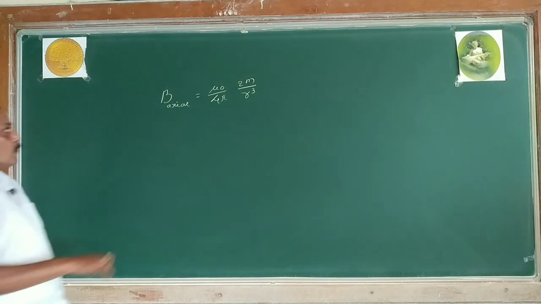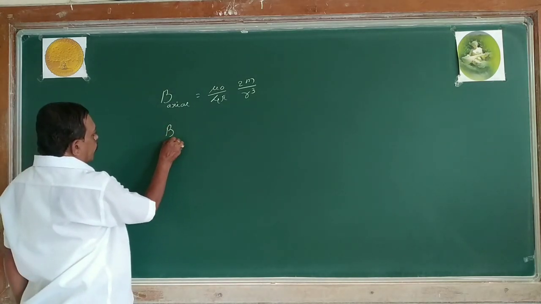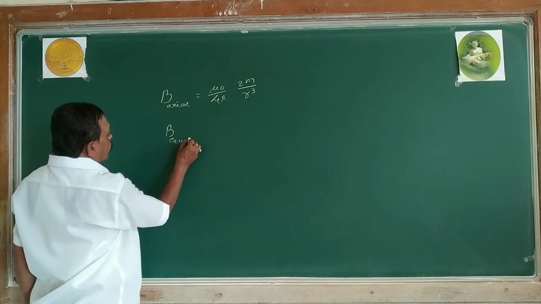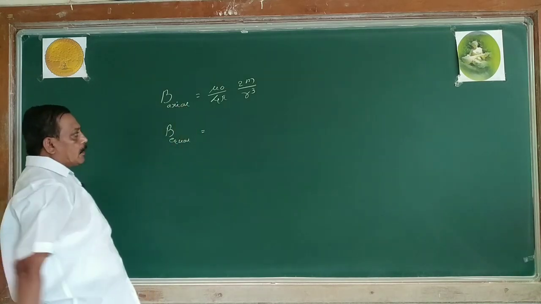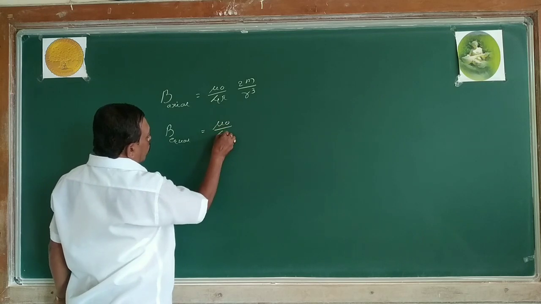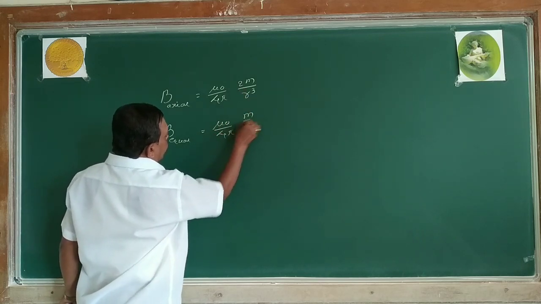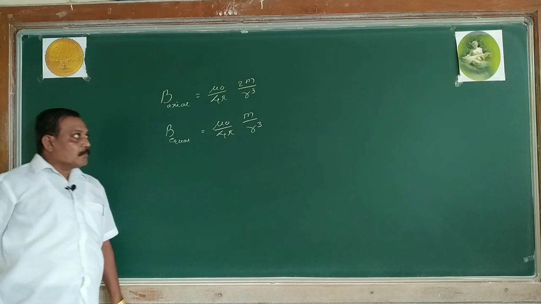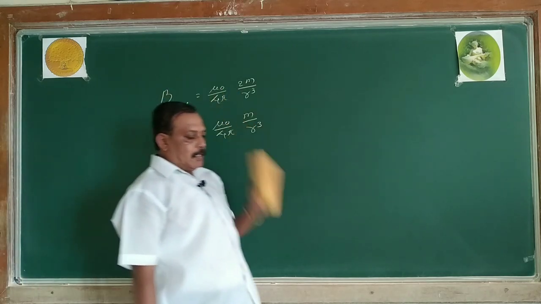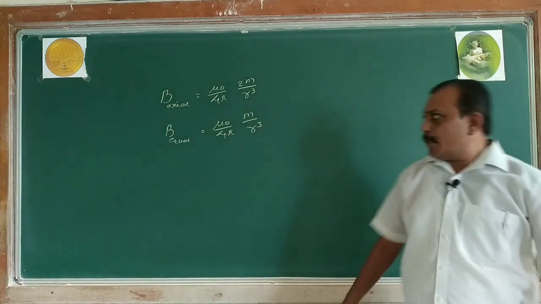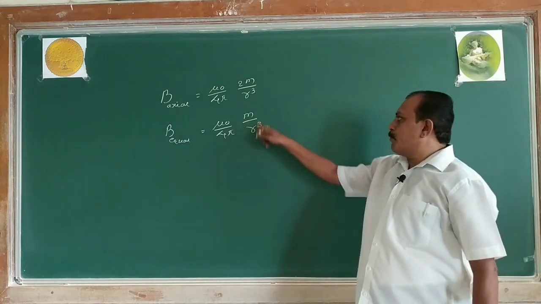If I go for the equatorial line, the magnetic field on the equatorial line of a bar magnet is mu naught divided by 4 pi, simply m by r cube. I have already proved this one. Now on the equatorial line it becomes mu naught divided by 4 pi, m by r cube.